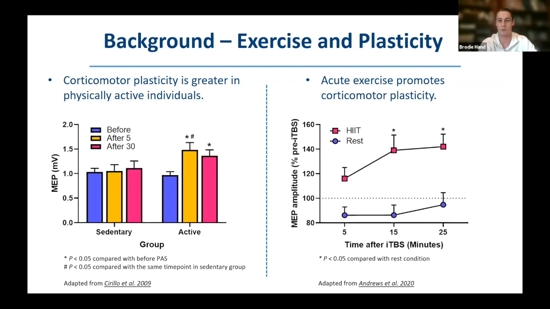So this graph on the left, which was also described by Ashley Smith earlier on, is adapted from a study which investigated the influence of regular physical activity on plasticity. This study used a plasticity-inducing TMS intervention known as paired associative stimulation, or PAS, which is known to upregulate corticospinal excitability. Data represent MEP amplitudes recorded before the PAS intervention, as depicted by the blue columns, and after the PAS intervention, as depicted by the yellow and pink columns.